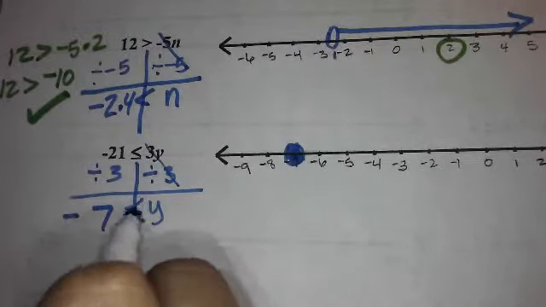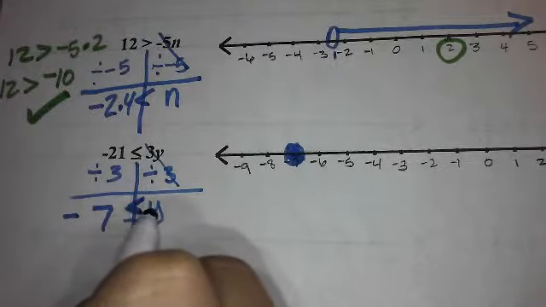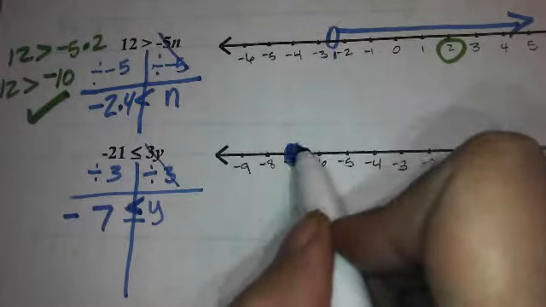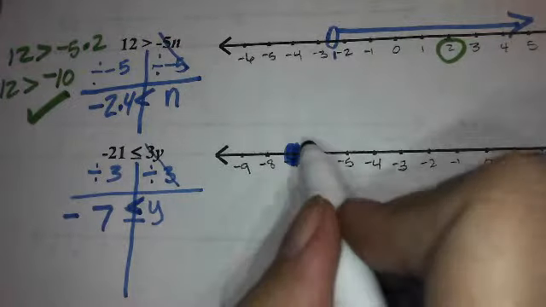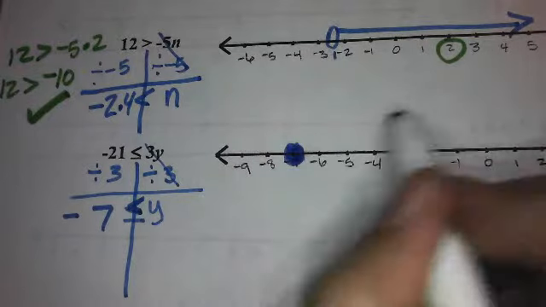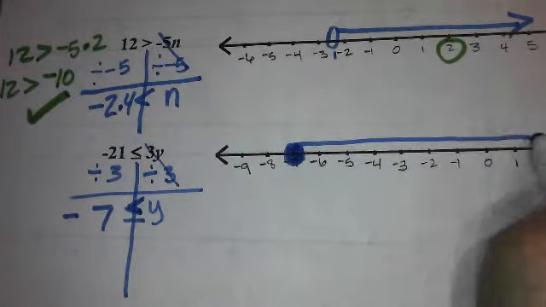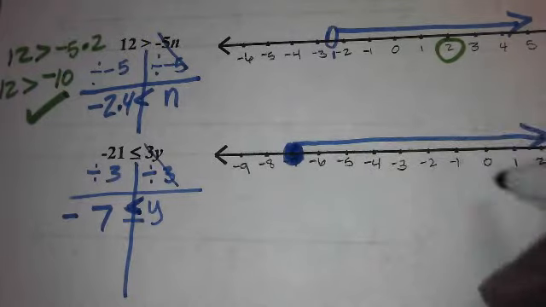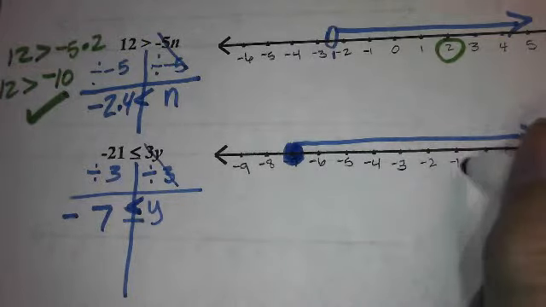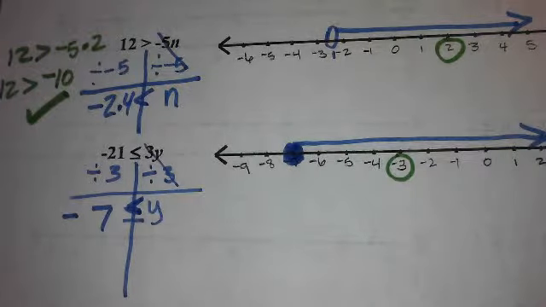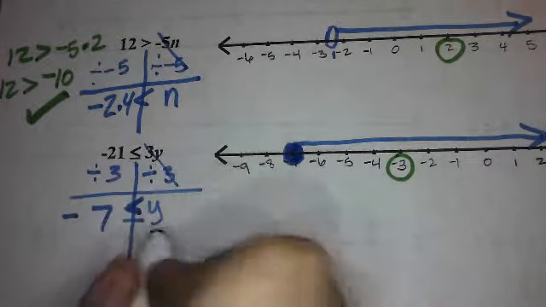-7 is less than or equal to y. That means y has to be greater than -7. So I'm looking for numbers that are greater than -7. That means all of the numbers to the right of -7. Let's pick a number to check. Let's pick -3. So let's put it in and check.